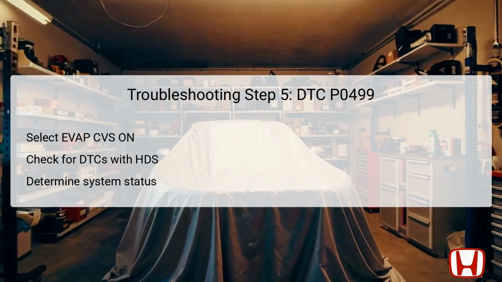For this step, again select EVAP CVS on in the inspection menu using the HDS tool. By doing this, you enable the system to monitor and assess the function of the EVAP canister vent shut valve thoroughly. Follow this by checking for any pending or confirmed DTCs once more. If DTC P0499 is still indicated, you may need to further investigate poor connections or loose terminals at both the vent shut valve and the ECM or PCM.